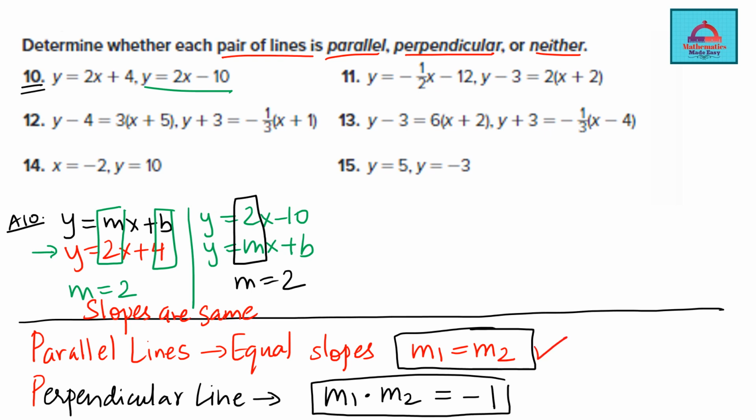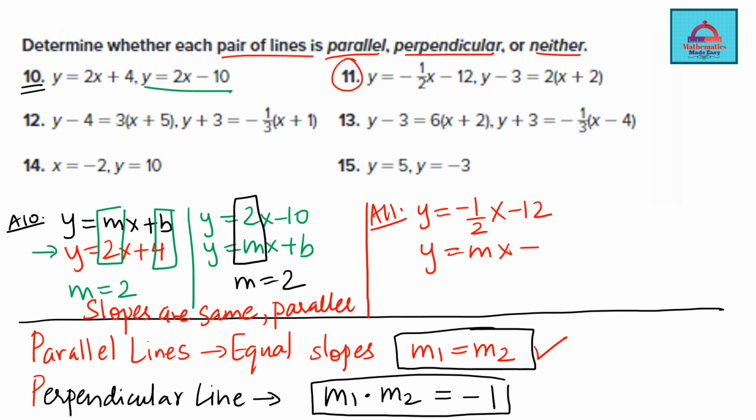This is the first slope, this is the second slope. So the lines are going to be parallel. In contrast, if we look at the 11th question, let's write the first equation, y equal to minus 1 by 2x minus 12. Again, you write the slope intercept form and compare your value of m.